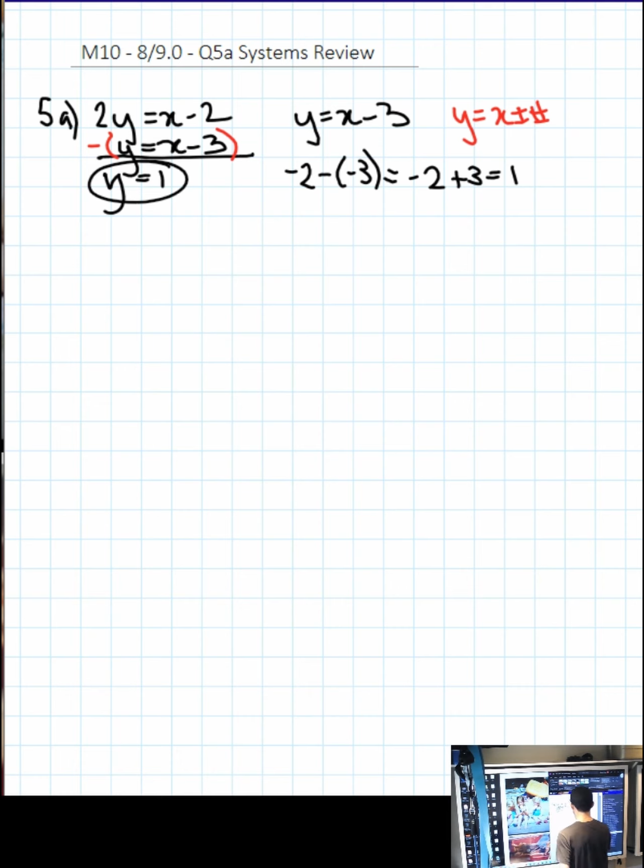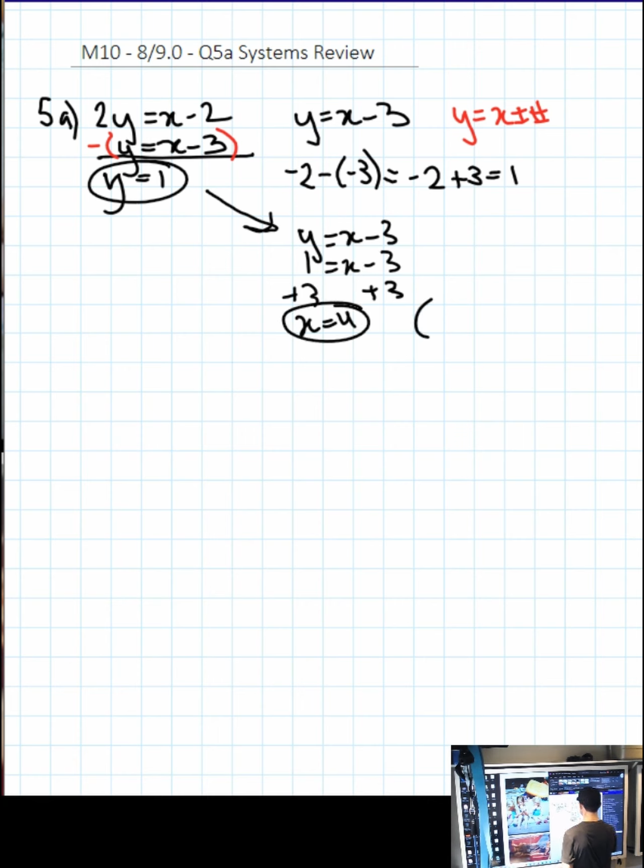Now let's use the equation on the right because it's a little bit simpler, but it doesn't matter. y equals x minus 3, and take the y value of 1 that we just got, put it in. 1 equals x minus 3, and add 3 to both sides. Plus 3, mirror it, x equals 4, circle your answer. Immediately write down your intersection, 4, 1. Okay, so is 4, 1 the intersection between these two lines? Well, let's find out by graphing.